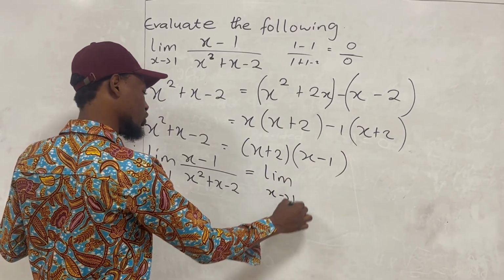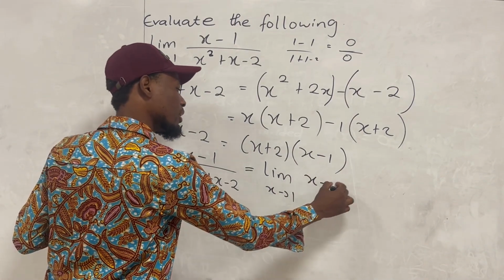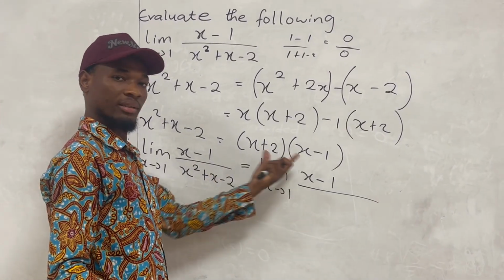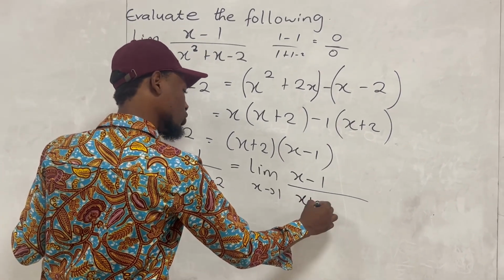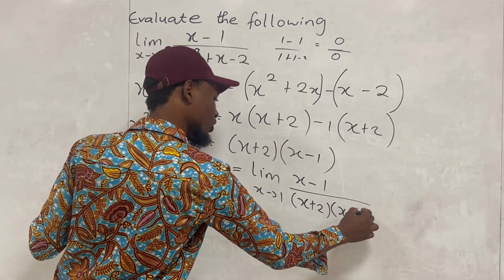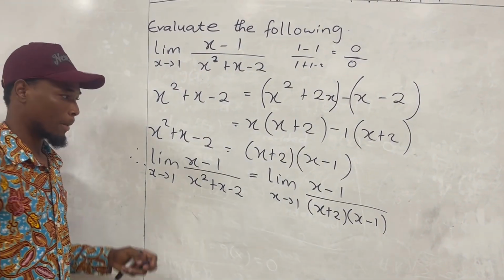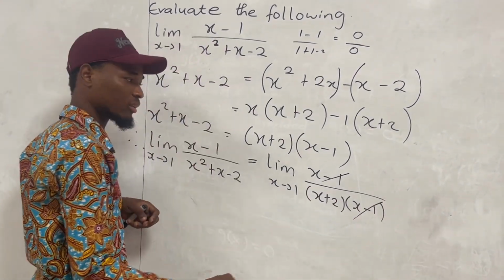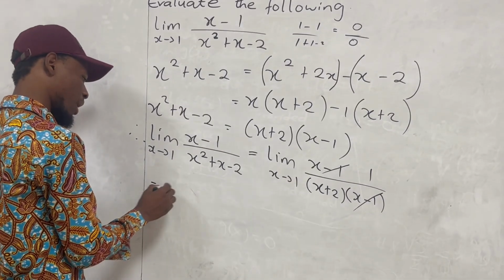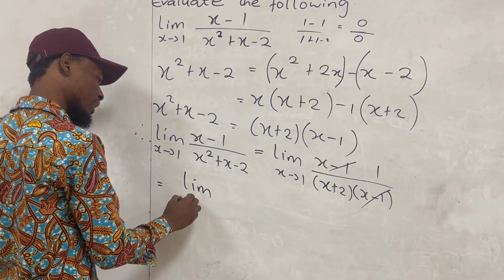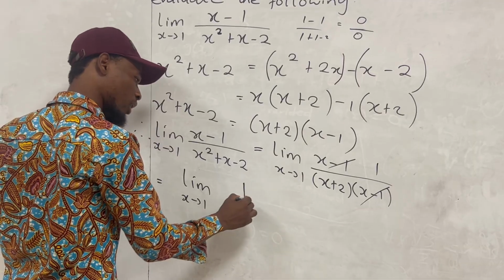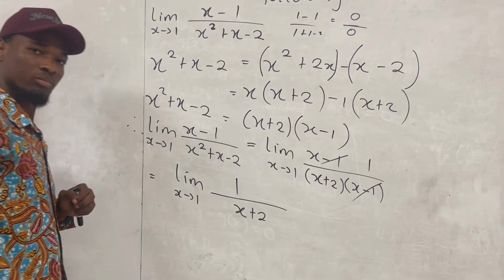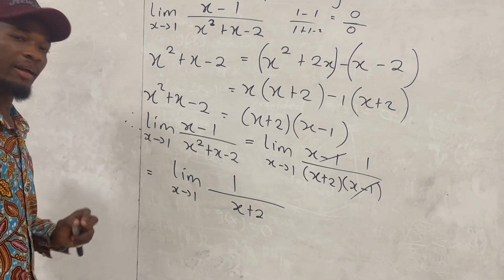The limit as x approaches 1 of (x minus 1) all over, now the denominator is equal to this, (x plus 2) times (x minus 1). Is that not so? Now this expression is the same as this expression, so they will cancel out. I have 1. So therefore I have the limit as x approaches 1 of 1 over (x plus 2). Right? So we will now apply the limits.